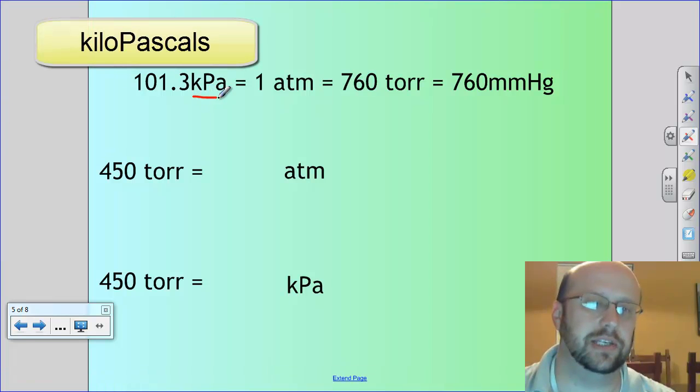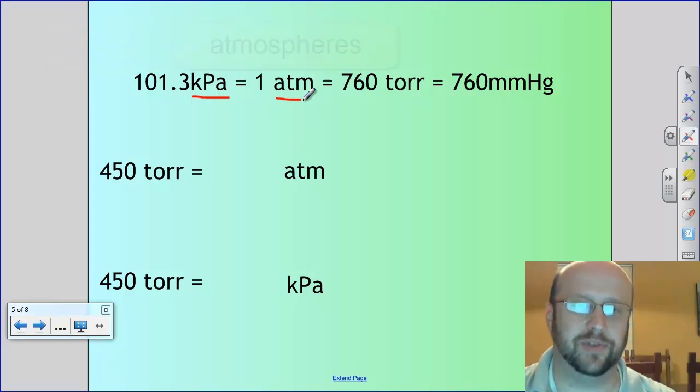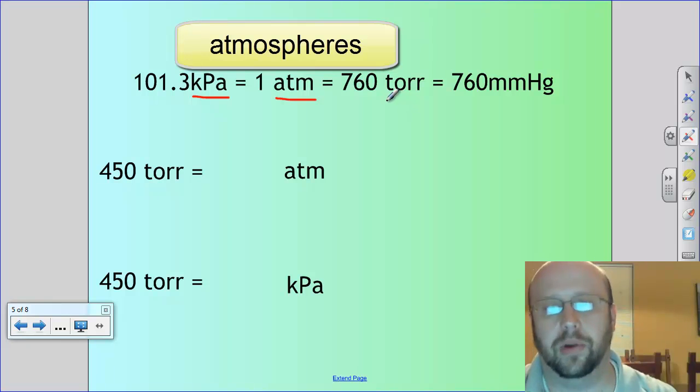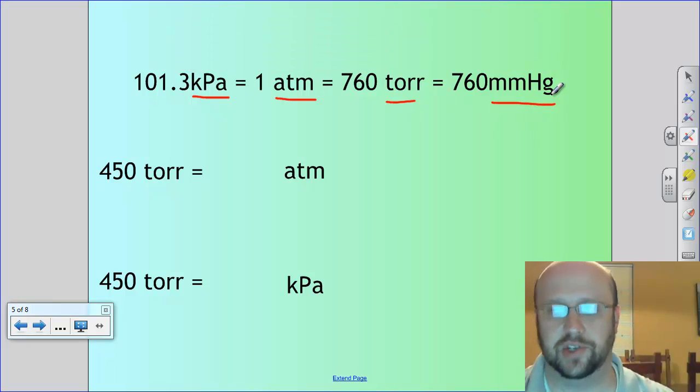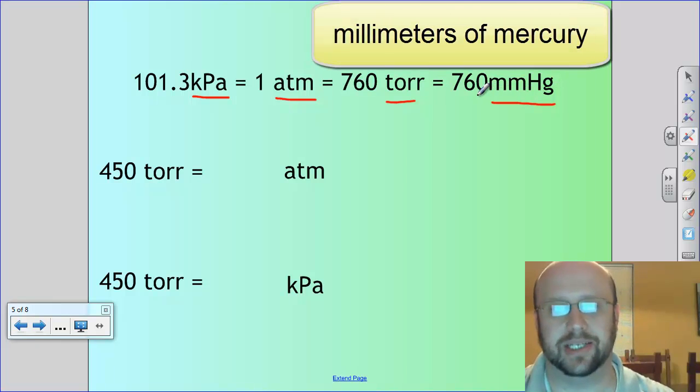So kPa is kilopascals. Atmospheres is really the easiest to use. That's the one that we kind of prefer. Torr and millimeters of mercury, mmHg, Hg is the symbol for mercury, so millimeters of mercury. Torr and millimeters of mercury mean the same thing.